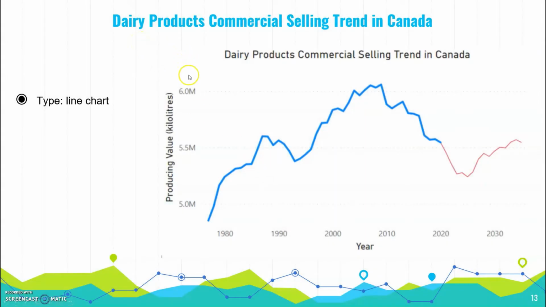Dairy product commercial selling. This is the trend, so I use the line chart. The blue line here is what already happened in the past up until 2020. The red line is what is forecasted: it's going to go down over the next 5 years and then go up around 2030 for all the dairy products. I think that kind of makes sense because COVID-19 happened, so everything is so hard for the farmers and all the agriculture part of Canada.